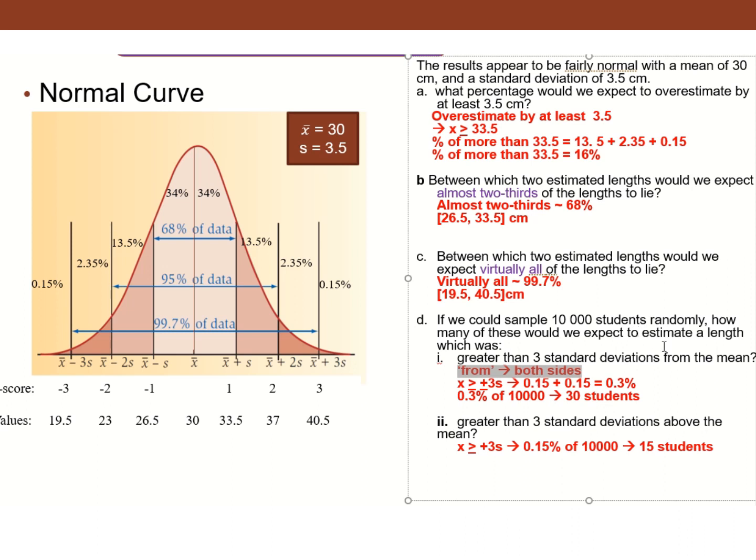Okay, from the mean is both sides. 3 standard deviations above or below only one side. So above only one side. All right, 0.15% of 10,000 students.